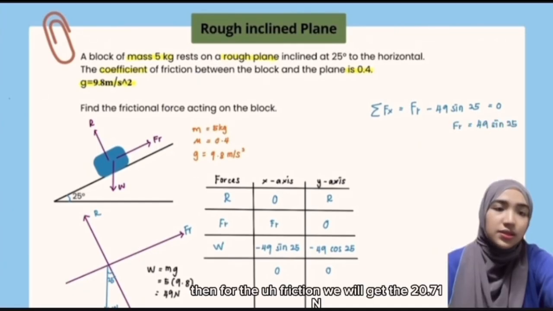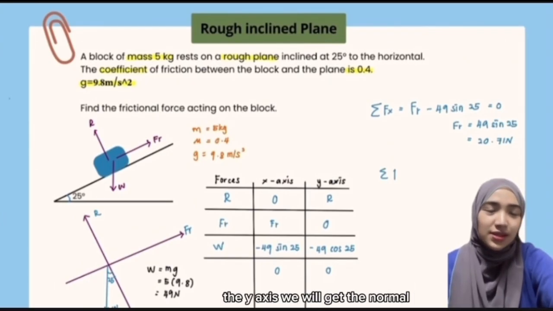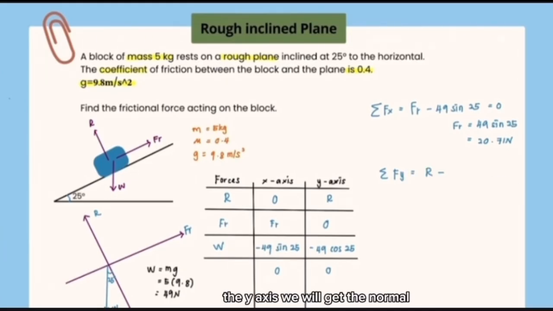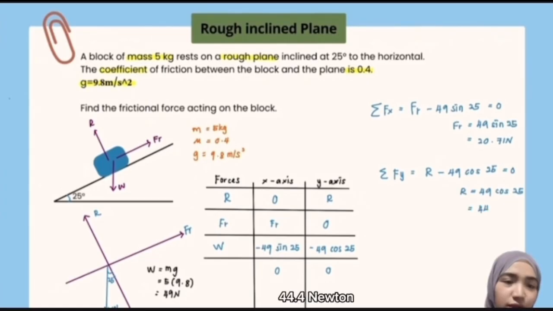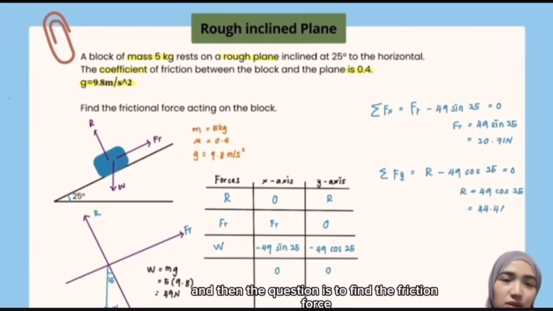Then for the friction, we will get 20.71 Newton. The y-axis, we will get the normal, 44.4 Newton. And then the question is to find the frictional force.